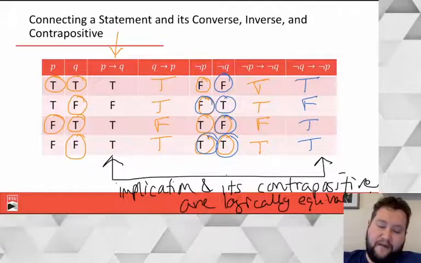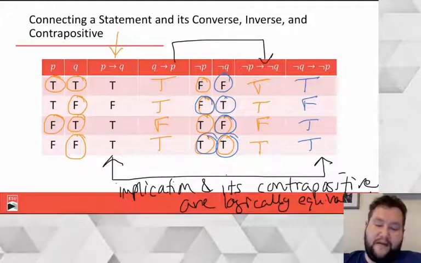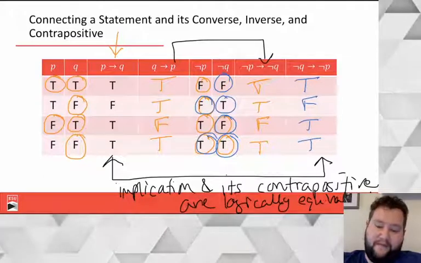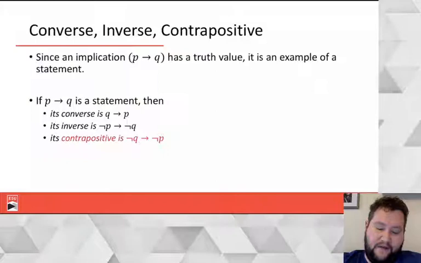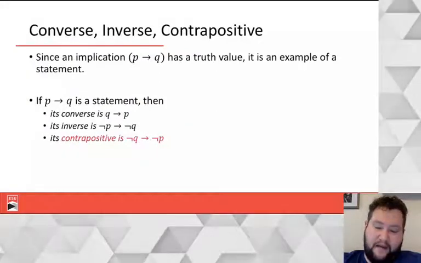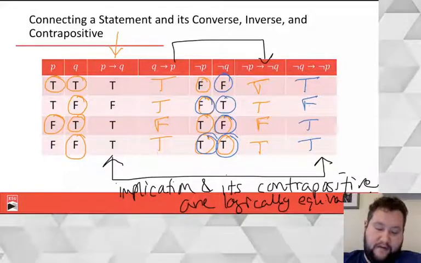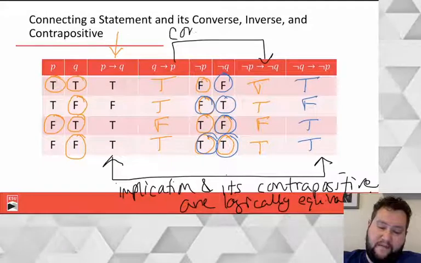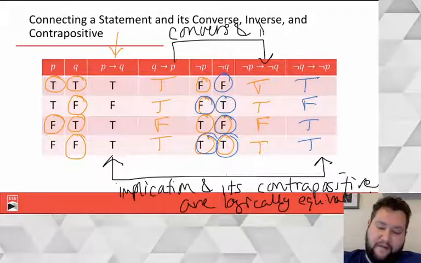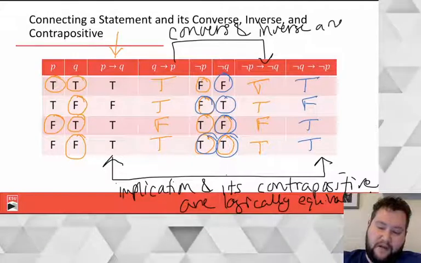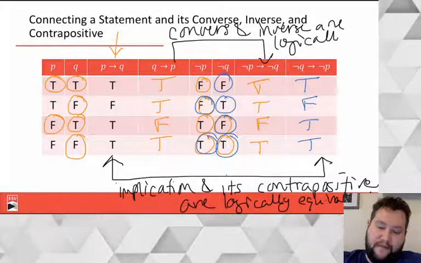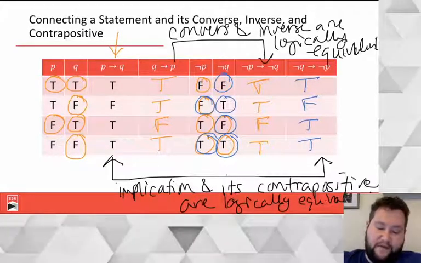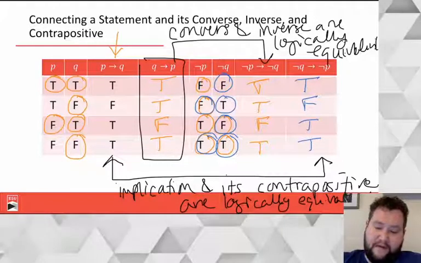And then we also see that Q implies P is the same as not P implies not Q. So here we have Q implies P, which was called our converse, and not P implies not Q is our converse? No, inverse. Our converse and inverse. So converse and inverse are logically equivalent. Remember, we say two things are logically equivalent if their columns are the same in our truth table.